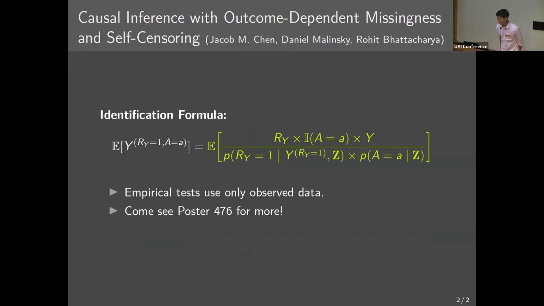And here's our identification result. We use an inverse probability weighted estimator where we reweight by the probability of response to the outcome and also the probability of receiving the treatment A. And the empirical tests for identifying conditions also use only observed data.